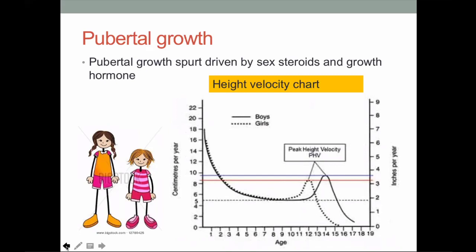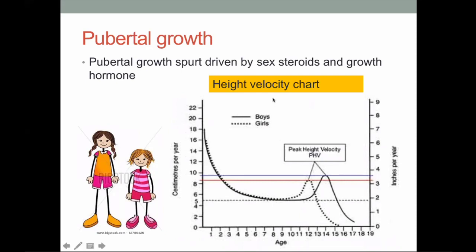So this is a height velocity chart. So when you look at a height velocity chart, the x-axis has the age in years, and the y-axis has your height velocity in centimeters per year. So for instance, if you take an 8-year-old child, the average height velocity is 5 centimeters a year.